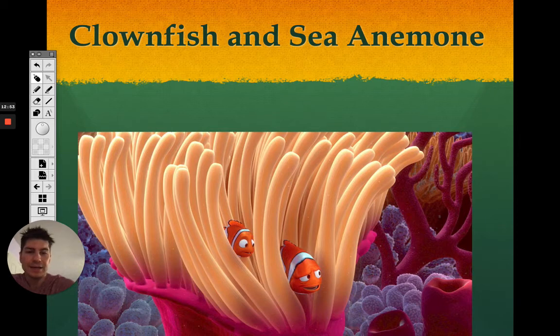Clownfish and sea anemone. So the sea anemone provides a shelter for the clownfish, and the clownfish will clean the inside of the anemone. So this is also mutualism.